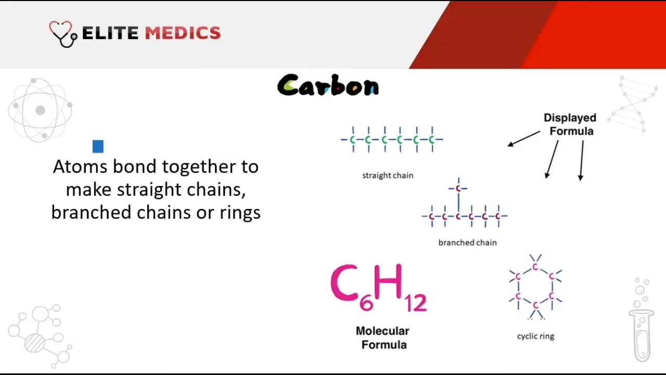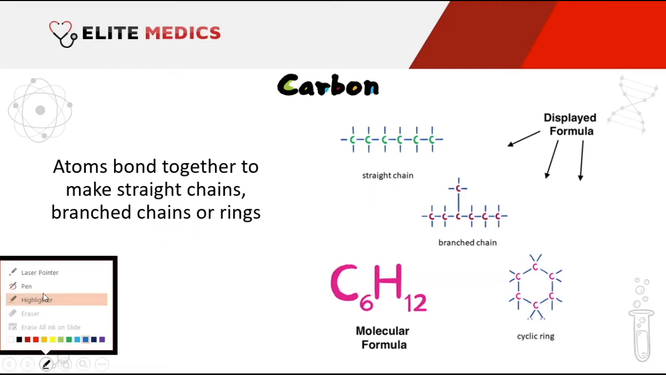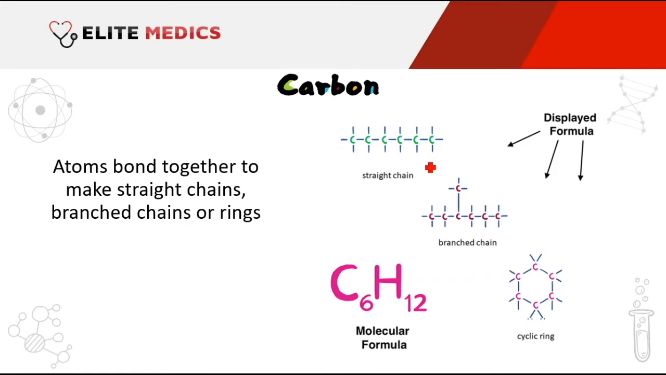So let's start off with carbon. Now, when we talk about carbon, atoms can bond together to make straight chains, branch chains, or rings, and we can see that over here in these examples on the right. We've got straight chain carbons, branch chain carbons, and cyclic carbons as well. These have a very particular name for them. Now, a carbon atom can potentially form 4 different types of bonds. It can bond to hydrogen, it can bond to nitrogen, it can bond to oxygen. It really depends on what the compound is that we are talking about.